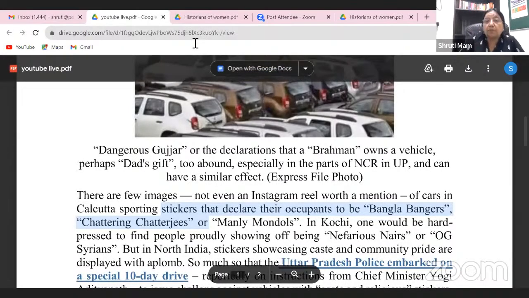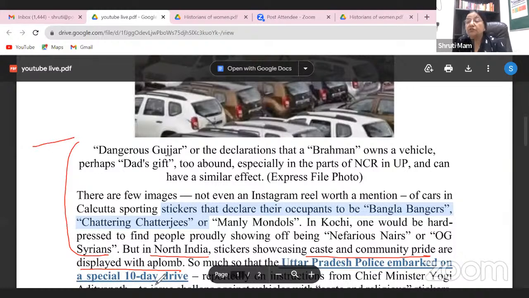But look where the topic comes now. The topic comes here when author starts by saying, but in North India, stickers showcasing caste and community pride are displayed with aplomb. Here is my topic. The author in the starting only uses this as a background to build on the North Indian stickers, which are talking about caste and community pride.